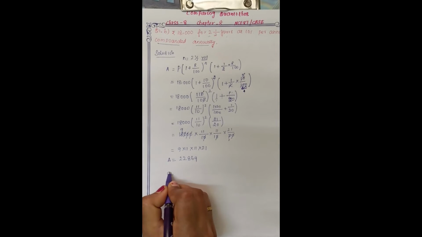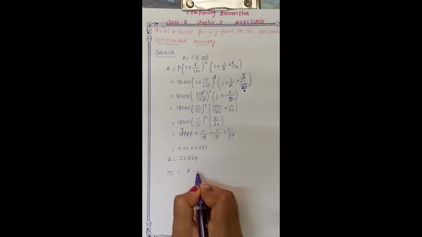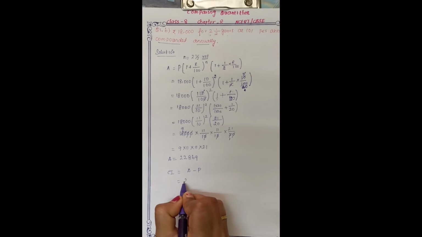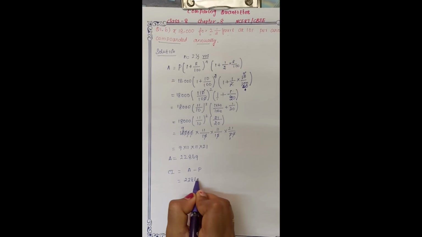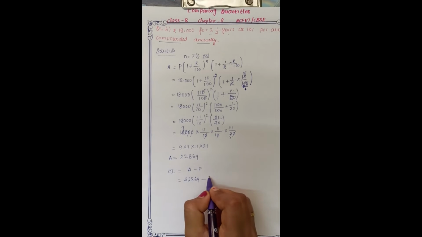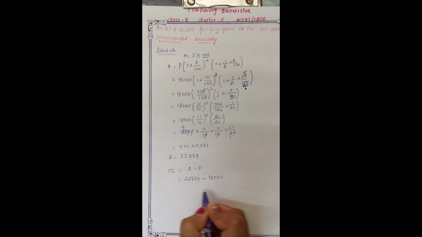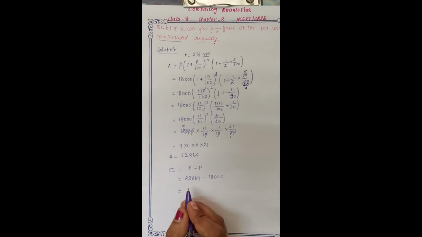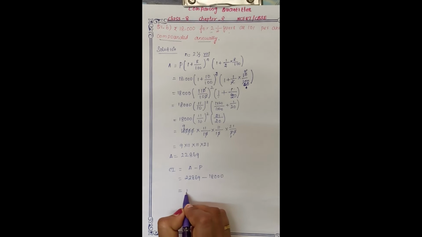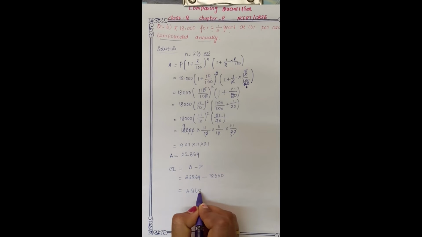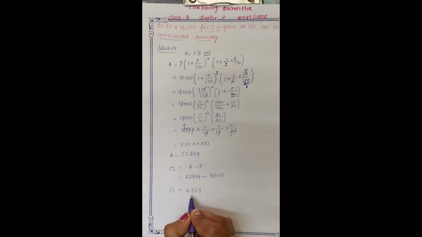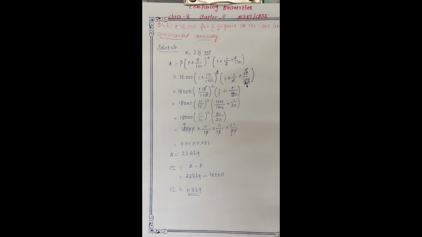Next, compound interest, CI equal to amount minus principal. So amount is 22,869 minus principal is 18,000. So 4,869. Compound interest is 4,869.